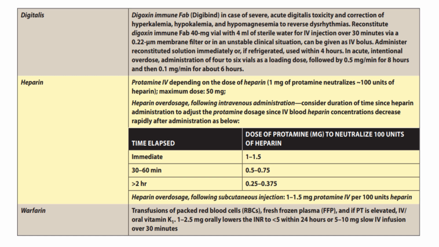Then in case of warfarin, warfarin is an oral anticoagulant. In case of warfarin toxicity, the major risk or the major problem associated with this anticoagulant toxicity is bleeding. So in case of warfarin toxicity, either we can use transfusions of packed red blood cells, then fresh frozen plasma, and if prothrombin time is elevated, IV or oral vitamin K1 can also be used.